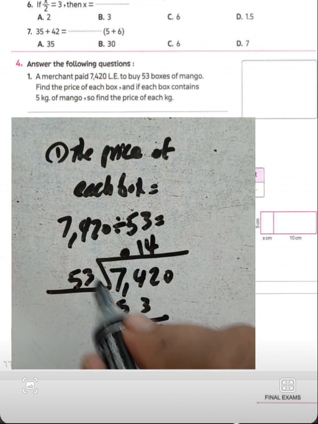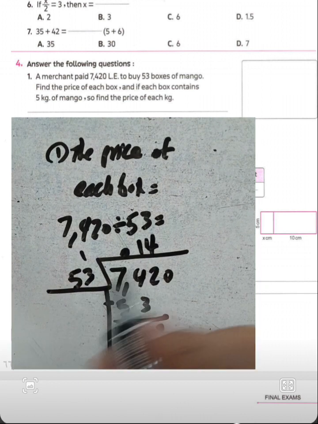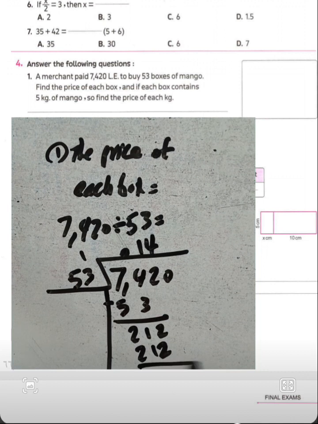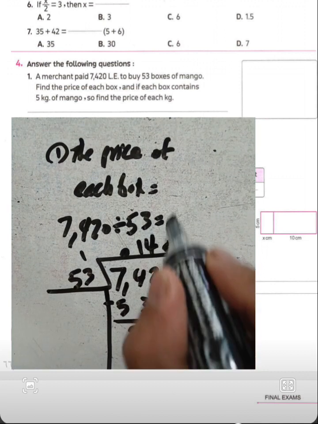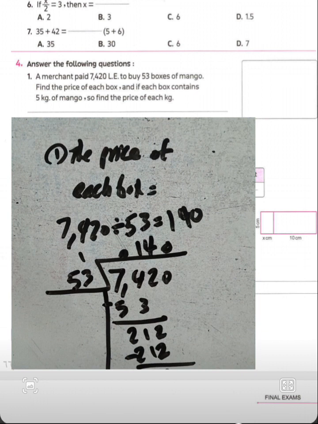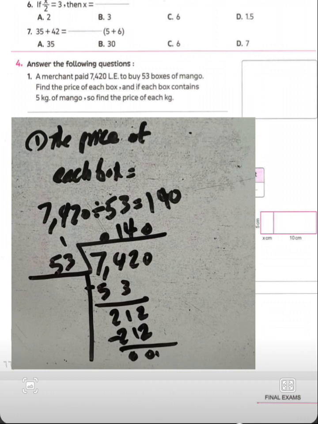We can write 4. 4 times 3 equals 12, write 2 and carry 1. 4 times 5 equals 20, plus 1 equals 21. It's exactly the digits. And here we have 0. Put zeros, then the quotient here is 140. Then the price of each box will be 140 Egyptian lira.